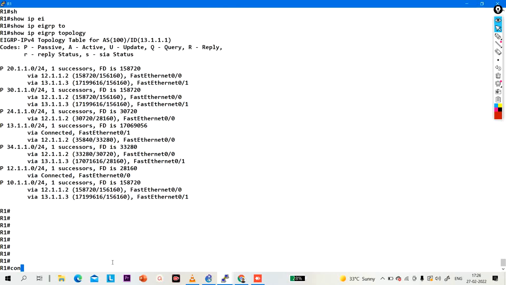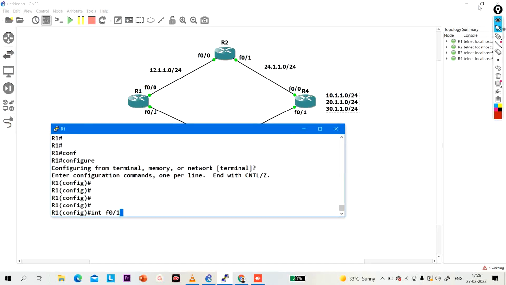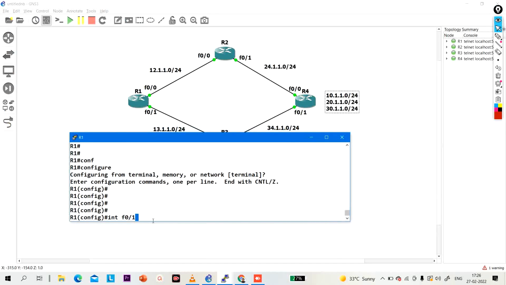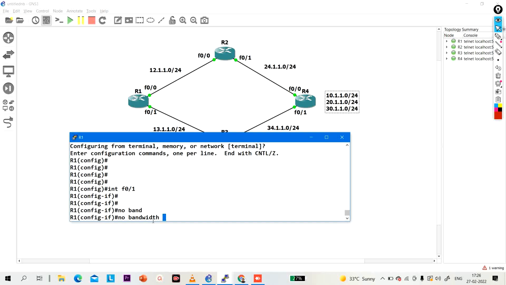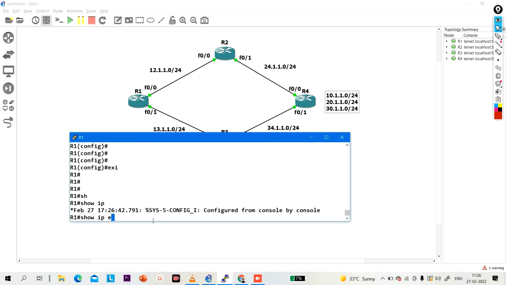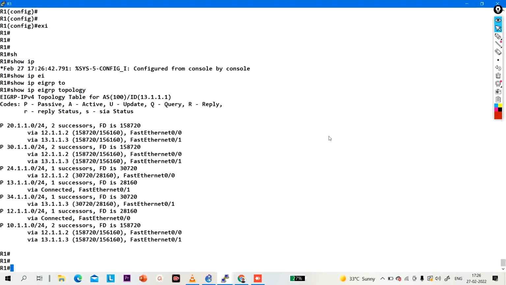So let's just wait. Interface FastEthernet 0/1. I think I have changed the bandwidth of this link. So no bandwidth 150. So show IP EIGRP topology. Now you can see, right? Actually I had changed the bandwidth of this interface earlier, right? So now you can see the cost is equal, right?